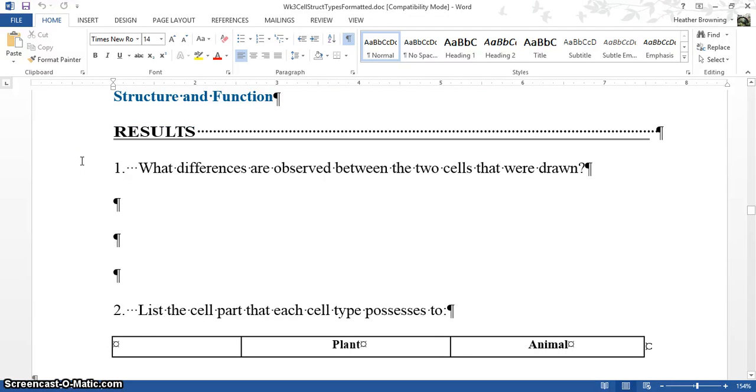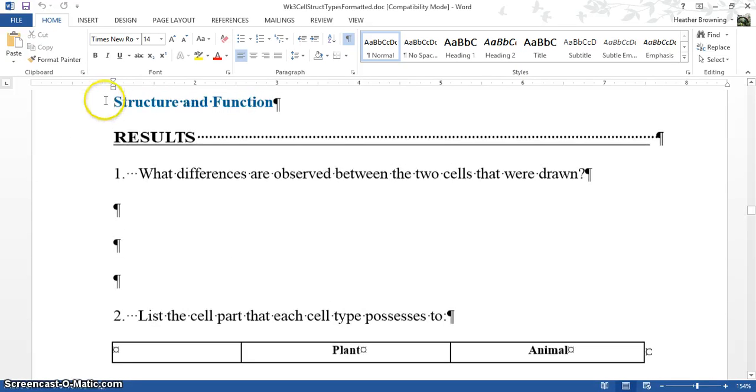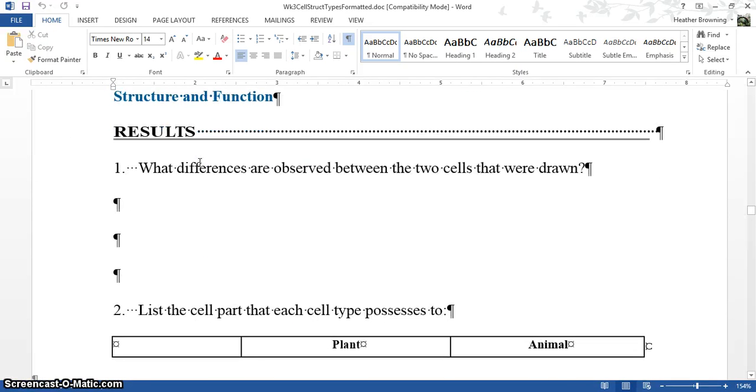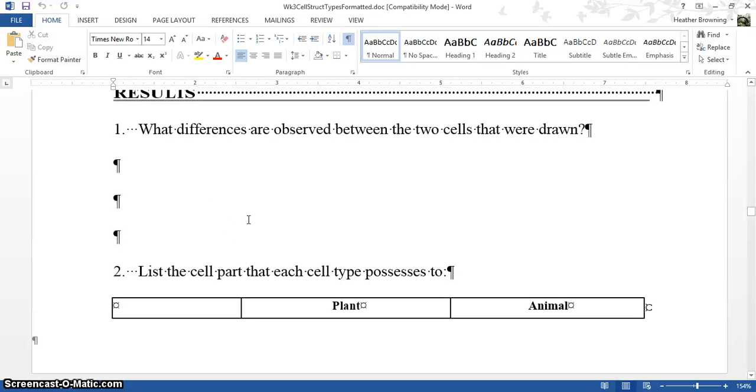And then we're going to say the difference observed again. So this is more on the eukaryotic side of things. The last one was more on the prokaryotic side, right? And then, so what do they have? What do they not have?